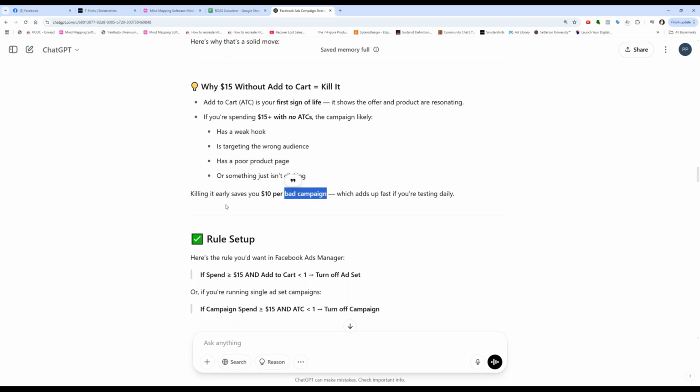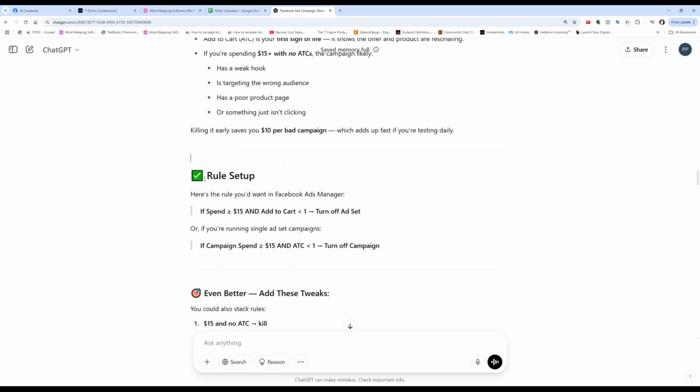Okay, so for me, I have an advantage in this case because I have a winner, but you can apply the same prompt and the same information to your testing phase too, although I've got a better way to test things. So this is kind of down the road when you find stuff that works in the scaling phase, but I've also got a testing campaign that works really, really well. Anyway, rule setup. Here's the rule you'd want in Facebook Ads Manager.